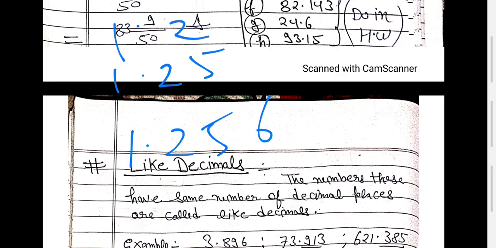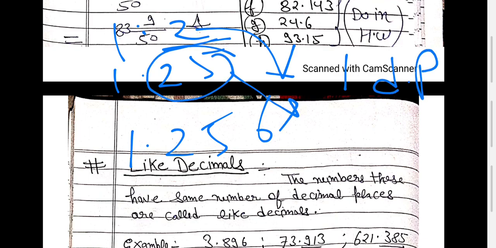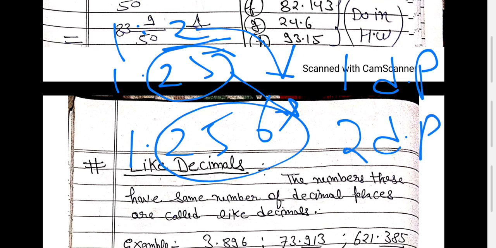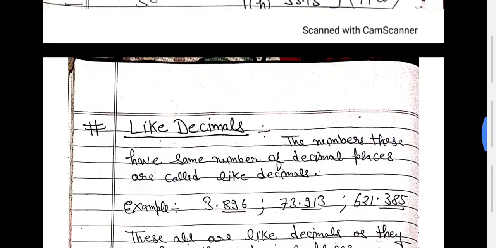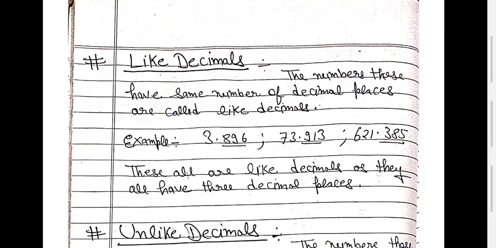Okay, now what is the difference? After the decimal point it has one digit, so you say that it has only one decimal place. After the decimal point 1.25 has 2 digits, so you write here 2 decimal places. If after the decimal they have 3 digits, you write here 3 decimal places. So the digits which are present after the decimal point are known as decimal place digits.